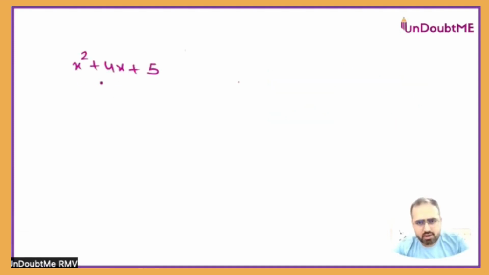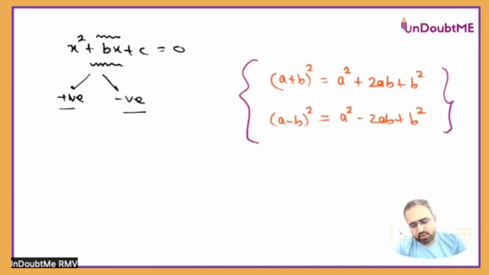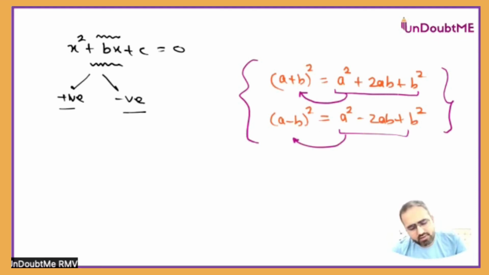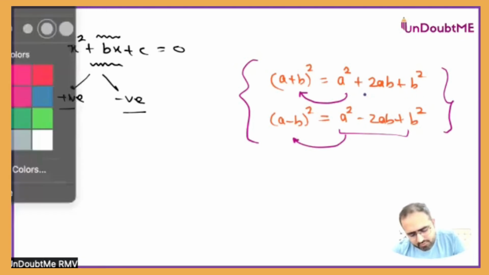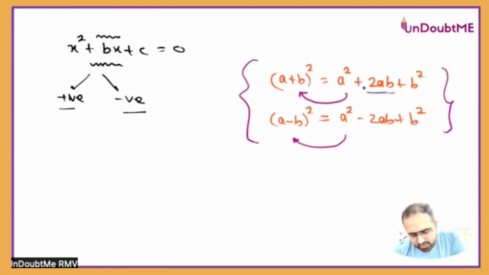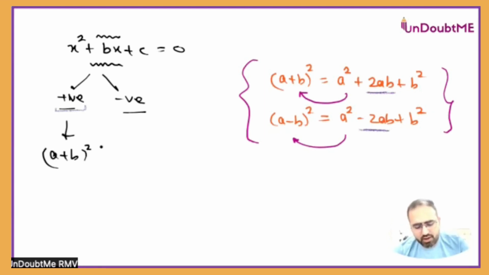Let's say I have this example, and I have to apply the completing the square method for this. Completing the square literally means that we are trying to use these terms and go back to a plus b whole square or a minus b whole square. It depends entirely on the sign of the middle term. If the sign of the middle term is positive, then we move ahead with the a plus b whole square formula. If it is negative, then we will use the a minus b whole square formula.